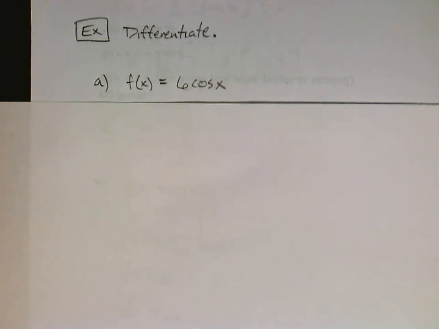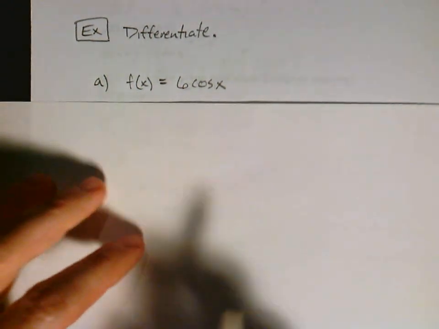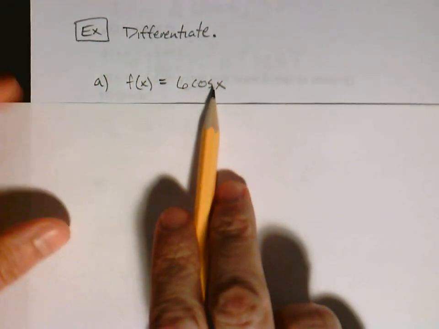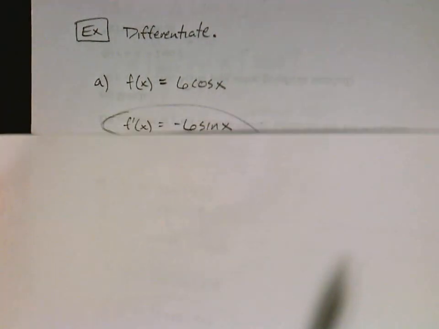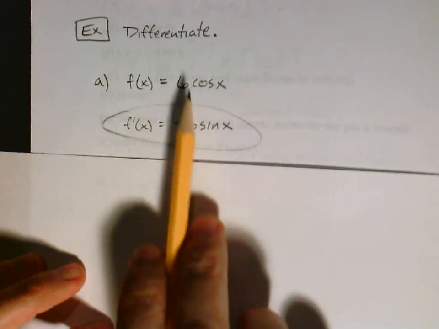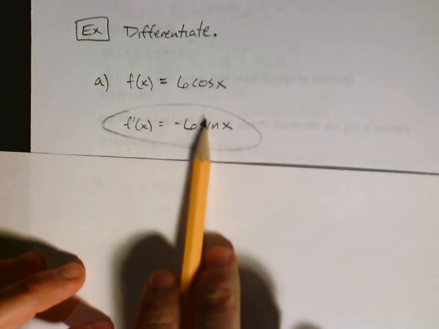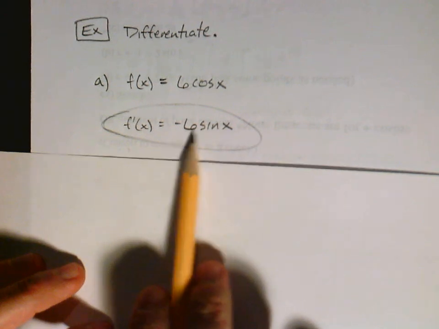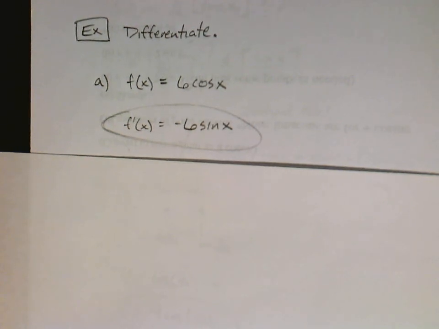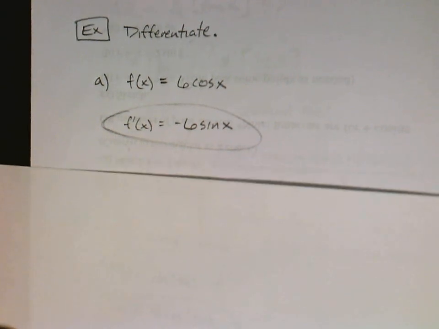We're asked to differentiate. We've got f of x equals 6 cosine of x. Let's take the derivative. Well, we know that 6 is just going to carry along. We know the derivative for cosine of x is negative sine x. So we might as well take the negative that would have been here, and it's all going to multiply. Negative 6 sine of x is our derivative there. Okay. Pretty simple. Let's do a harder one.